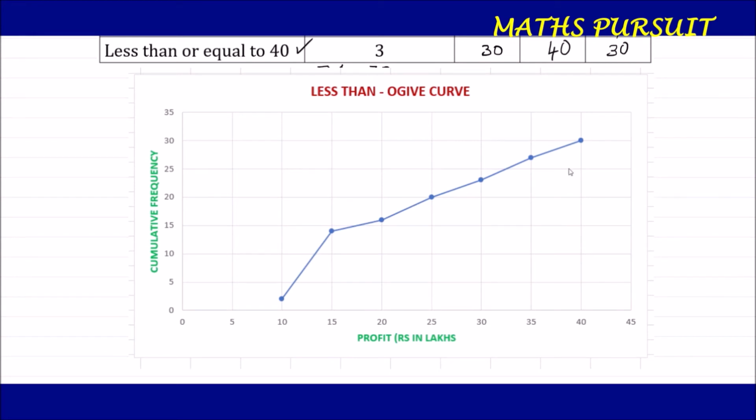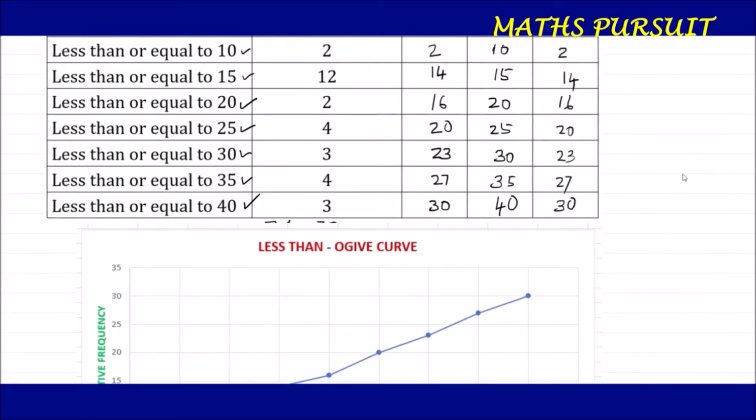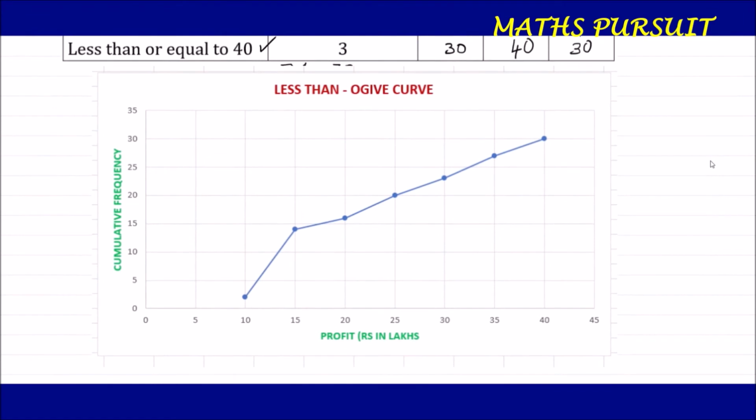You could easily see that the first coordinates, x and y coordinates, are 10, 2. Here it is 10 on the x-axis and 2 on the y-axis. So we got 10, 2. Then we have 15, 14. Then we have 20, 16. Then we have 25, 20. Then we have 30, 23, 35, 27 and 40, 30.